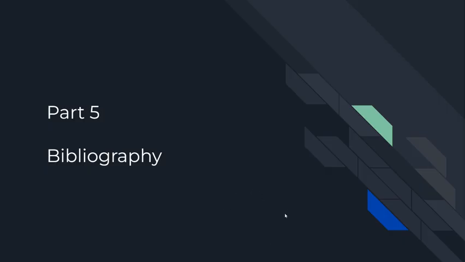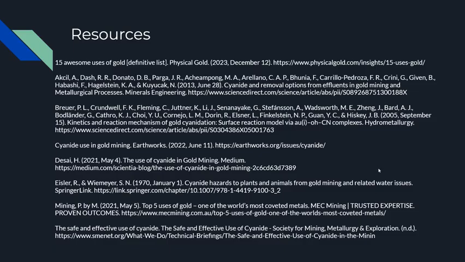Part 5, bibliography. I believe that despite all the benefits cyanide use in the gold mining industry can produce, the possible consequences outweigh them, because we do not need another thing speeding up climate change, and our animals and marine life are already dying fast enough. We do not need to add another way for them to die or continue to allow that way to happen. So these are the resources I used.